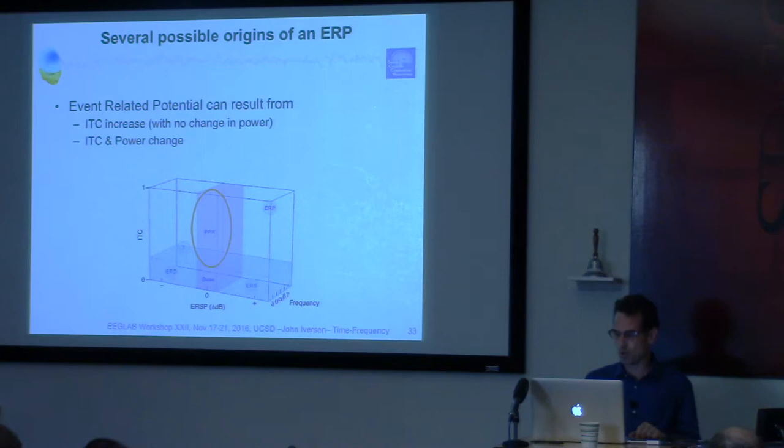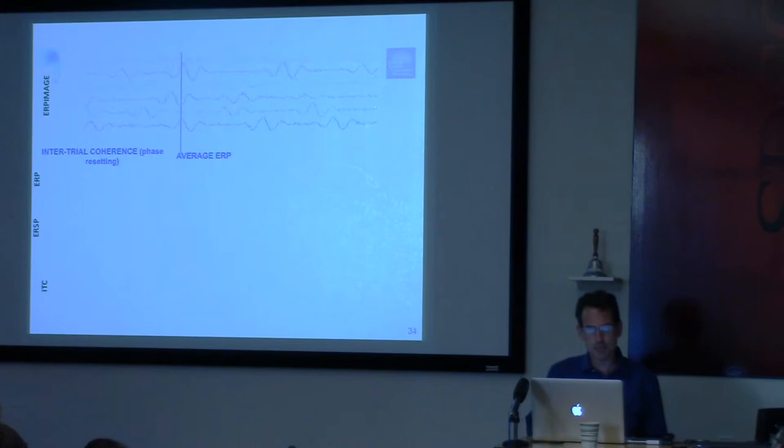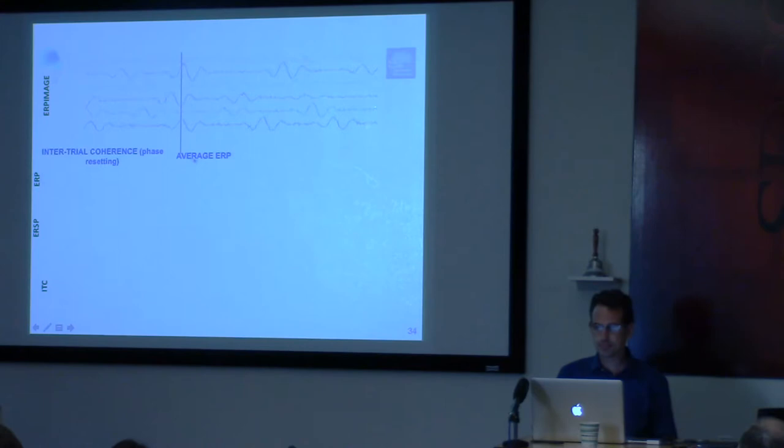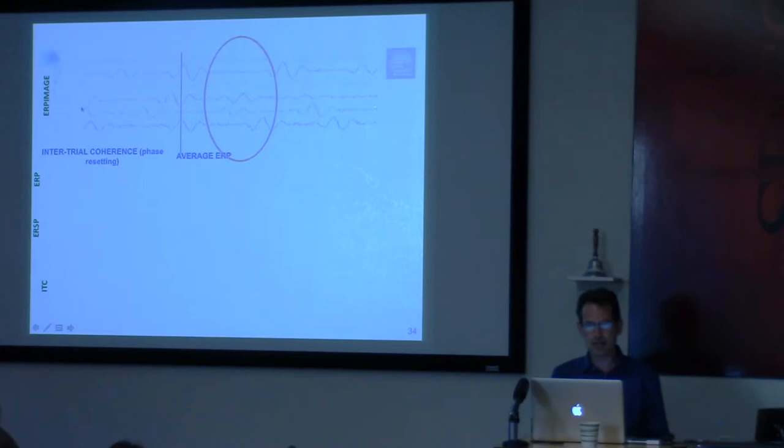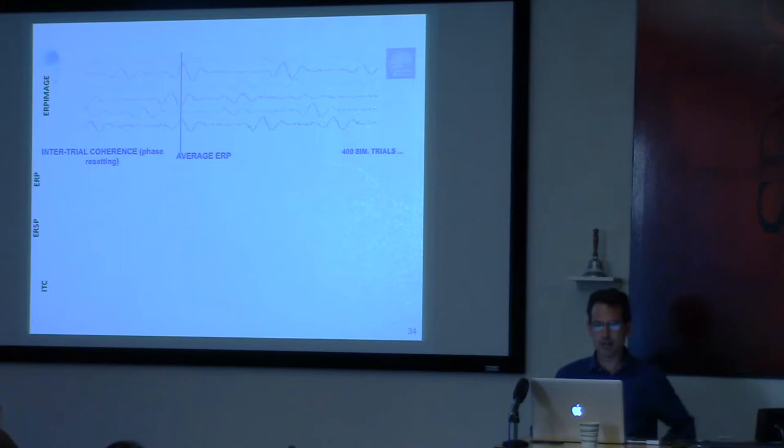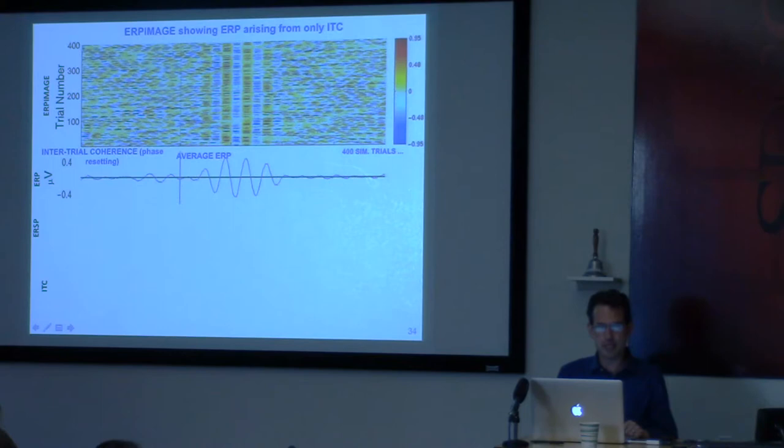Let's take an example. This would be multiple trials of a given process with an event. If we look across time, we can see that there are regions where the phases are not aligned, but then there are times when the phases are generally aligned across trials. If we simulate and generate a lot of trials, we can represent those in what's called an ERP image. Scott mentioned this, but it's very simple: each trial is now a row of this color matrix, and the color indicates the amplitude of each trial.